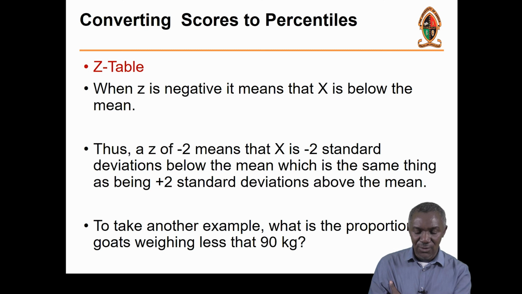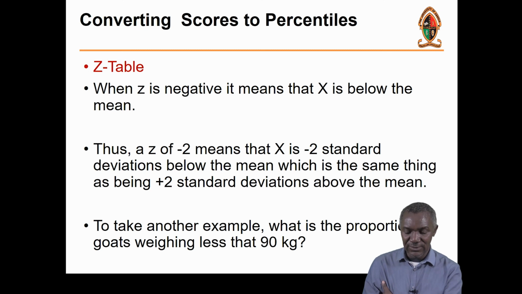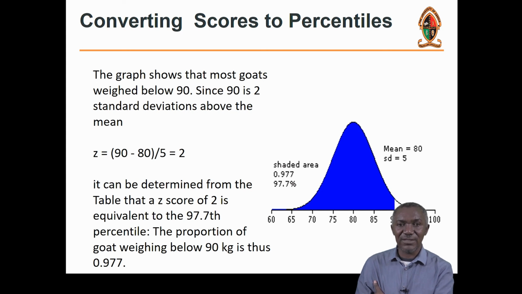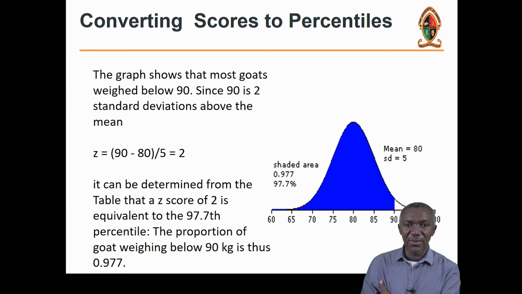Now, how about a goat which is weighing 90 kg? We do the same thing. We calculate the z-score, and this time it is +2. So with +2, we have to go to the table and find the percentile rank. You remember what I said, the percentile rank is 0.977. This is what you get from the table.